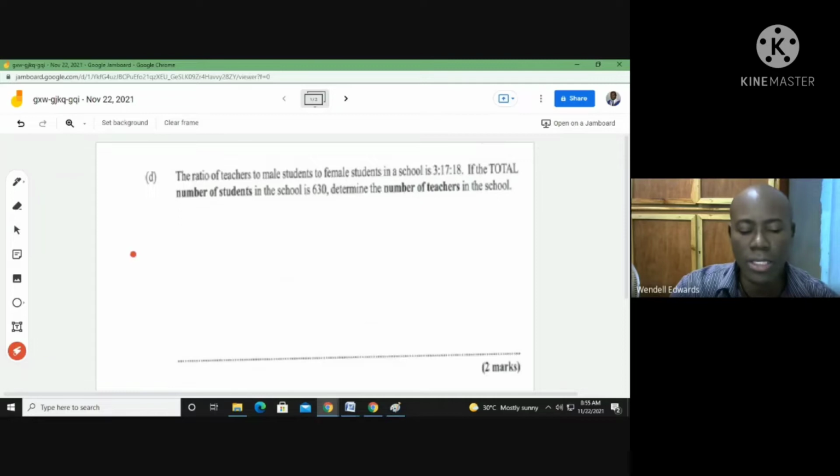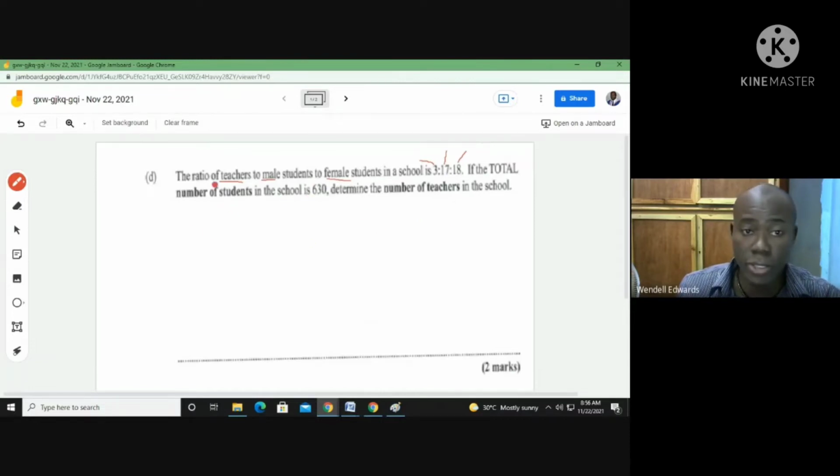In this question, what we got is the ratio, and we have to pay attention to what the ratio says, right? What ratio do we actually get? We got the ratio of the teachers to male students to female students. So we're looking at that same thing here. We have teachers here, we have male students here, and female students right there. And then it reads further, if the total number of students.